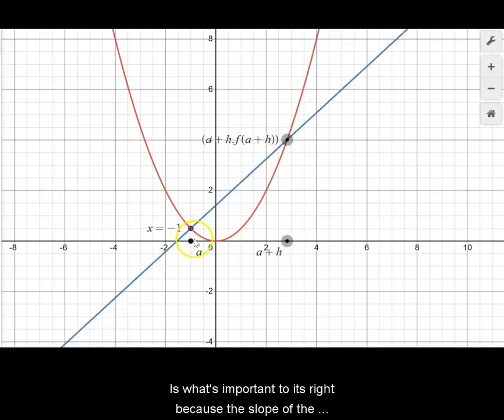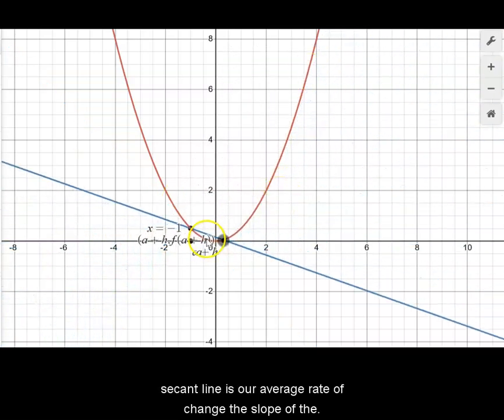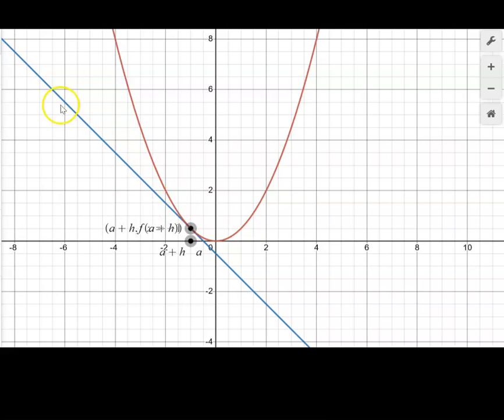Because the slope of the secant line is our average rate of change. The slope of the tangent line is the instantaneous rate of change. It's how my curve is changing at this exact moment in time. So not from 1 second to 2 seconds, not over an interval, but right now. So that's what we're interested in. That is the idea for Calculus 1.